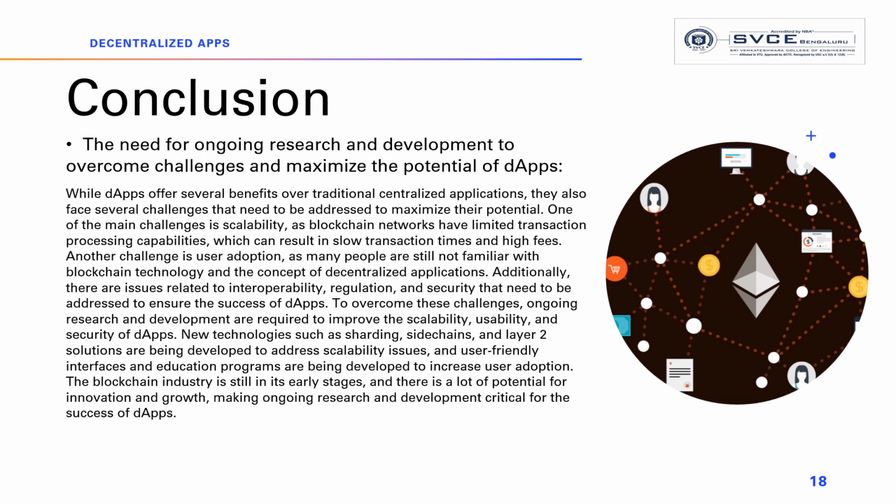Another challenge is user adoption, as many people are still not familiar with the concept of blockchain technology and decentralized applications. Additionally, there are issues related to interoperability, regulation, and security that need to be addressed to ensure the success of DApps. To overcome these challenges, ongoing research and development are required to improve the scalability, usability, and security of decentralized applications. New technologies such as sharding, sidechains, and layer 2 solutions are being developed to address the scalability issues, and user-friendly interfaces and education programs are being developed to increase user adoption.